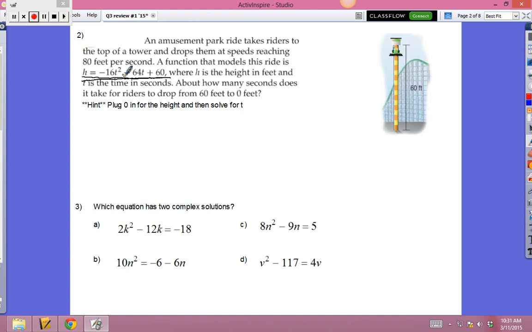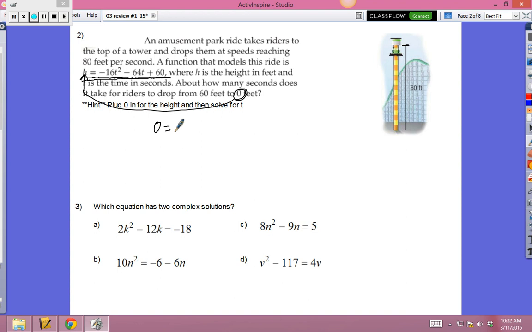And they want to know how many seconds does it take if you start clear up here at the very top. If you start up here at 60, how many seconds does it take for you to hit the ground? So when are you going to be at 0 feet? So if we've got a model right here, we're going to take the model and we're going to solve it for 0. So we're going to plug 0 into h.